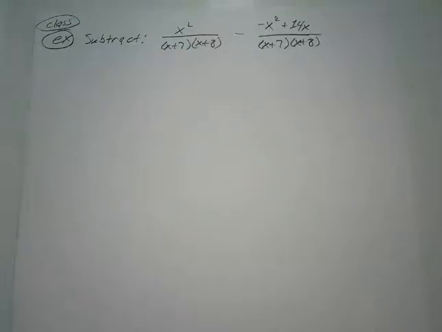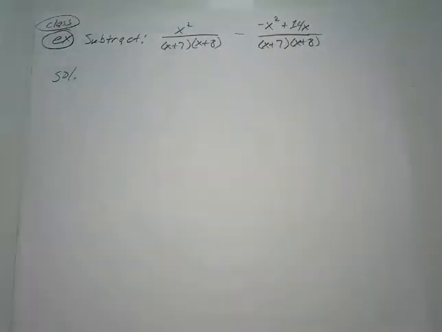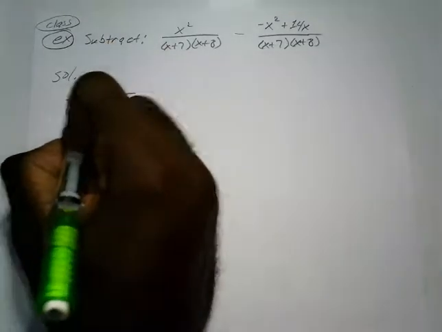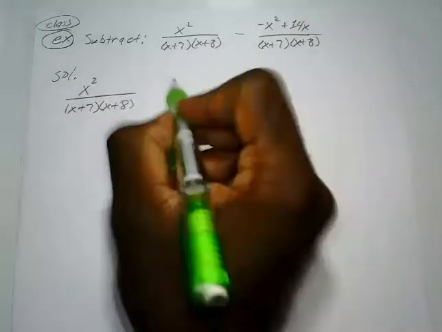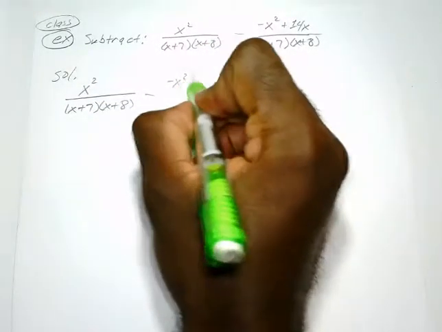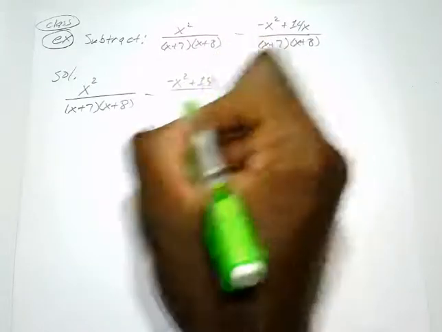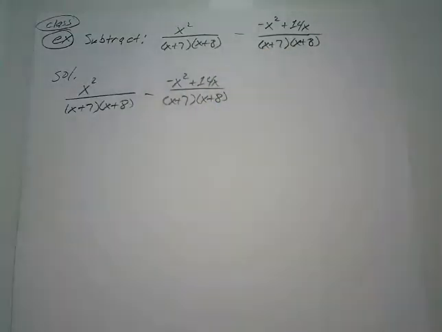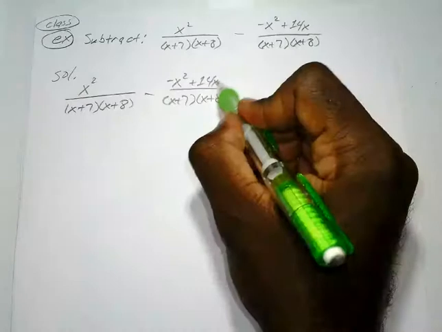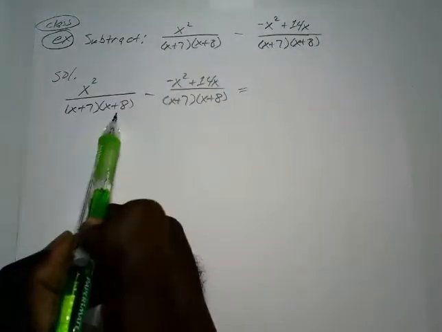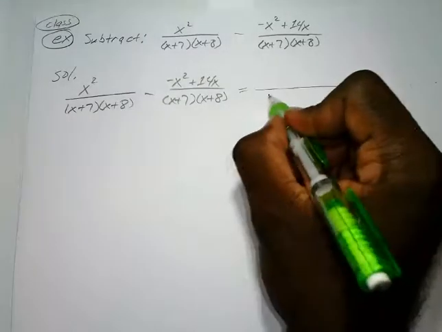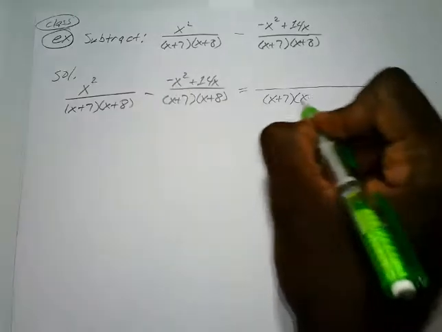Alright, so I'm assuming you have pressed pause, you have worked everything out, and you are all set. So I'm going to go ahead and rewrite the problem. x squared over x plus 7 times x plus 8 minus negative x squared plus 14x over x plus 7 times x plus 8. Okay, so I just rewrote it. So that means since we have x plus 7 times x plus 8 here, and x plus 7 times x plus 8 here, our answer is going to be something over x plus 7 times x plus 8.